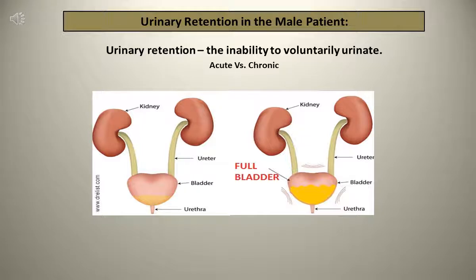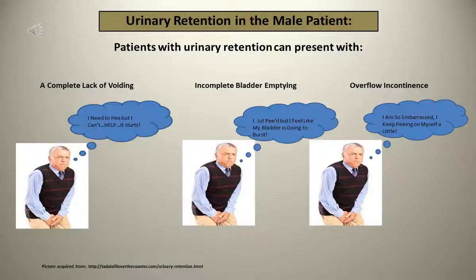Urinary retention is the inability to voluntarily urinate. Acute urinary retention is a sudden and often painful inability to void despite having a full bladder. Chronic urinary retention is painless and is associated with an increased volume of residual urine. Patients with urinary retention can present with a complete lack of voiding, incomplete bladder emptying, or overflow incontinence. Complications can include infection and renal failure.